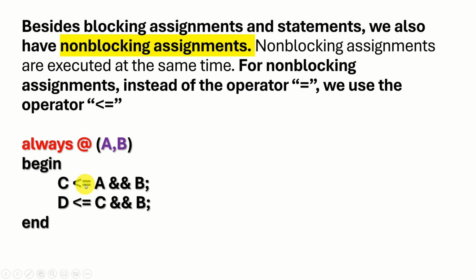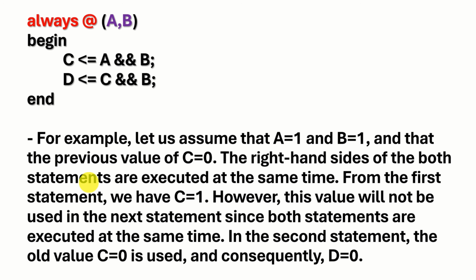Now, let us see the consequence of this. For example, let us assume that A is 1 and B is 1, and that the previous value of C is equal to 0. The right-hand sides of both statements are actually executed at the same time. From the first statement, we will have that C becomes 1. This is because both A and B are 1, and this is the AND gate.